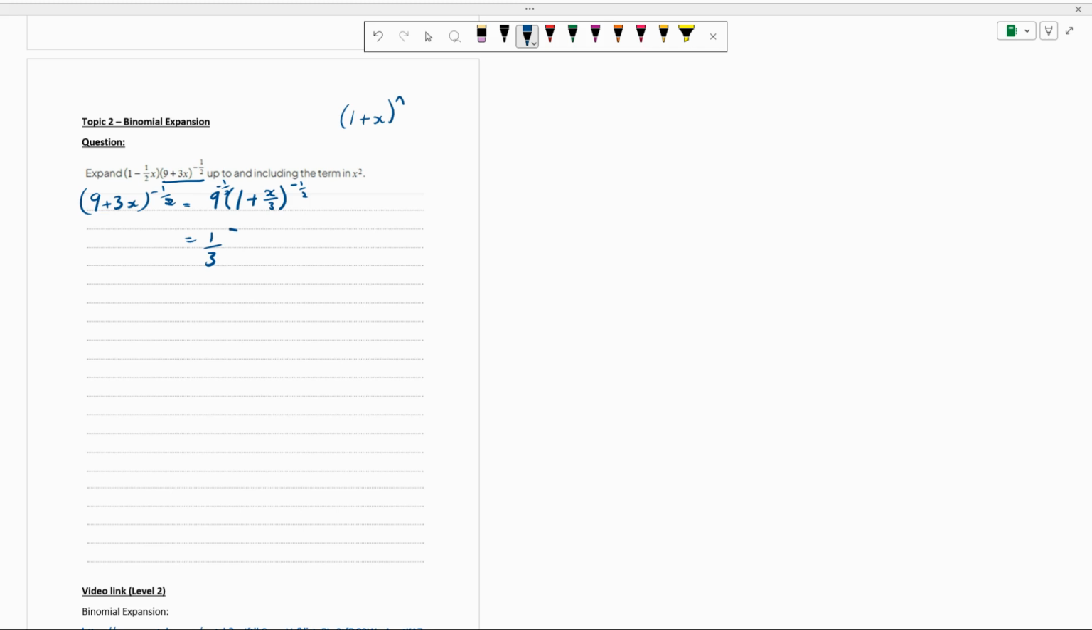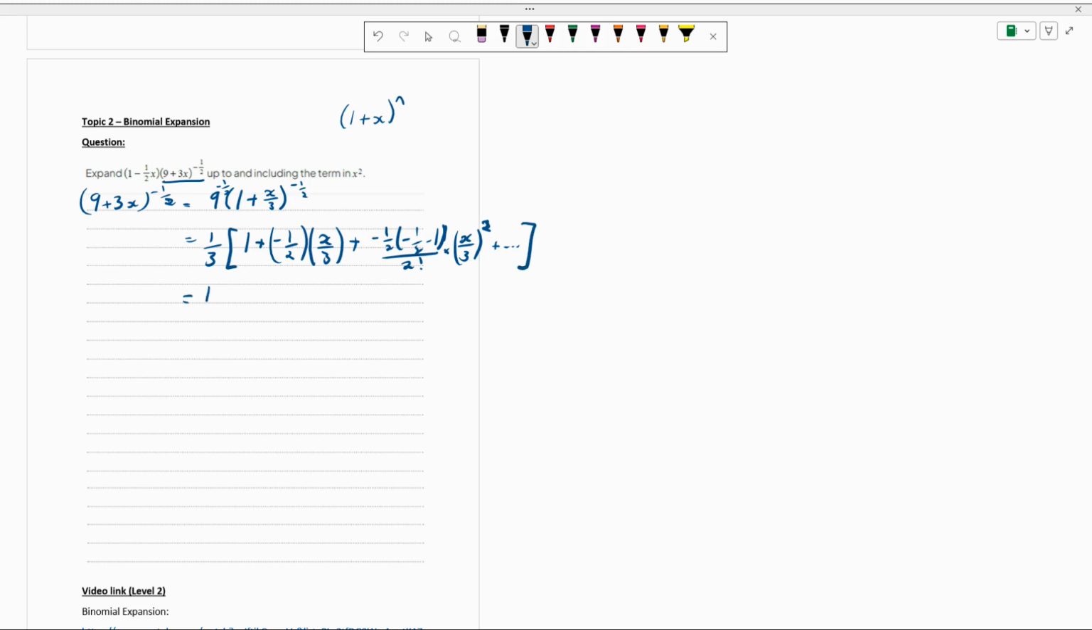And I'm also going to start expanding this bracket. So I'm going to use my formula. It's 1 plus nx, so minus a half x, which in my case is x over 3, plus minus a half, minus 1, all over 2 factorial, times x over 3 squared. Sorry, squared, not cubed. Plus dot dot dot. Again, remember we did the plus dot dot dot because my terms don't end there.